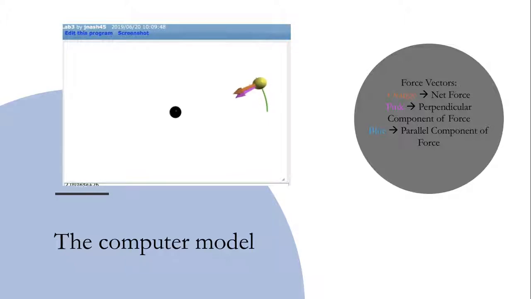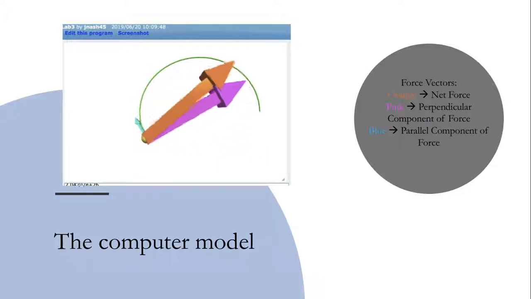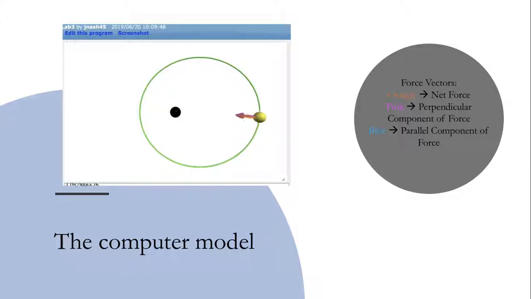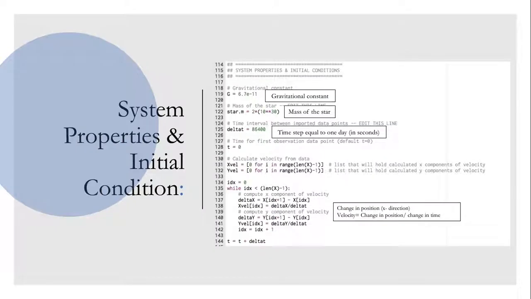Here is the computer model that we created. In this model, the orange arrow corresponds to the net force, the pink arrow corresponds to the perpendicular component of force, and the blue arrow corresponds to the parallel component of force. As you can see, the blue arrow was largest when it was closest to the black hole and smallest when it was further from the black hole. Now let's step through the code.